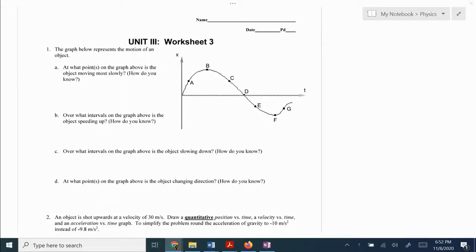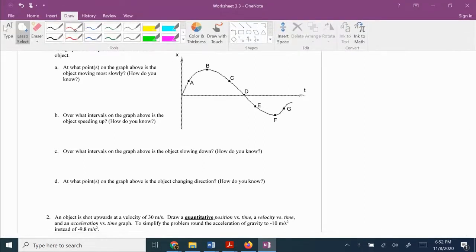Hi, in this video I'm going to go over Worksheet 3.3 and talk about the solutions for that. So the first one says, at what points on the graph above, meaning this graph over here, is the object moving most slowly? This is a position here.